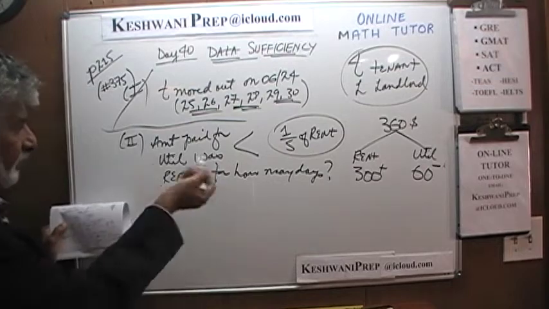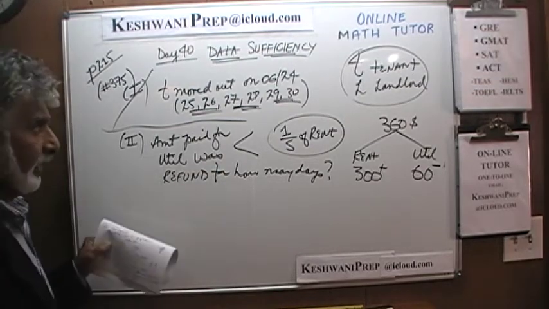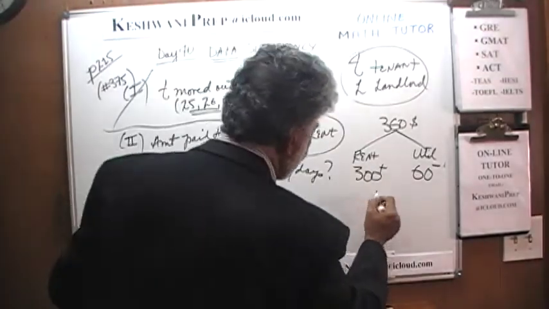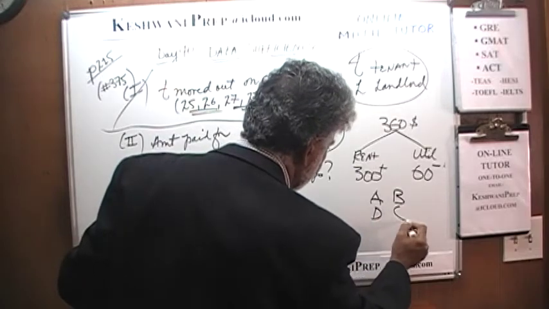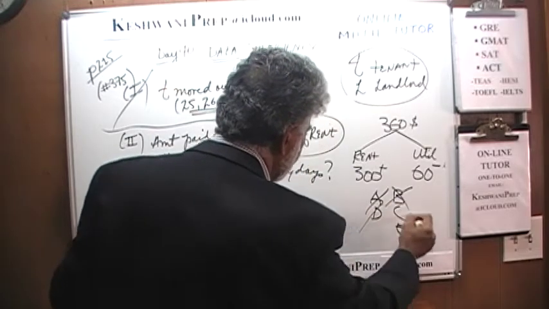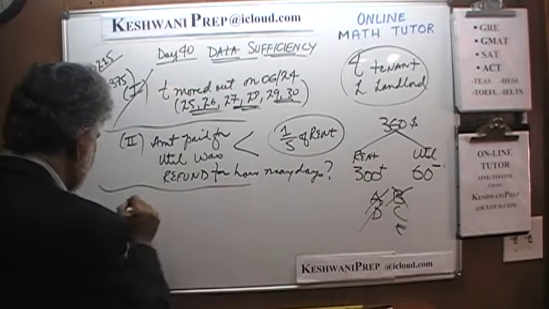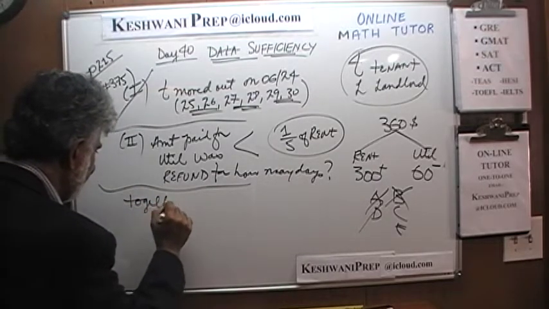We don't know. Second statement doesn't tell us that. That means the answer cannot be B either. A, D, B, C, E. We know the answer cannot be A or D. It cannot be B either. When we put the two statements together, what happens?